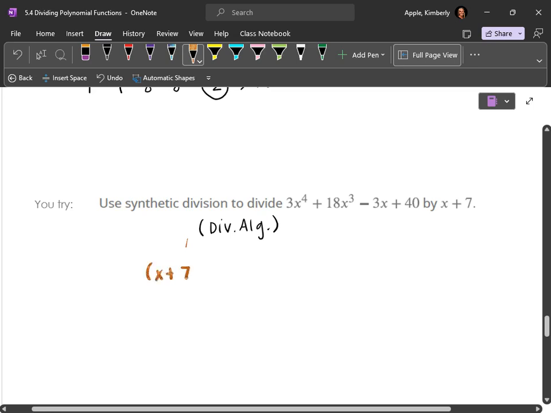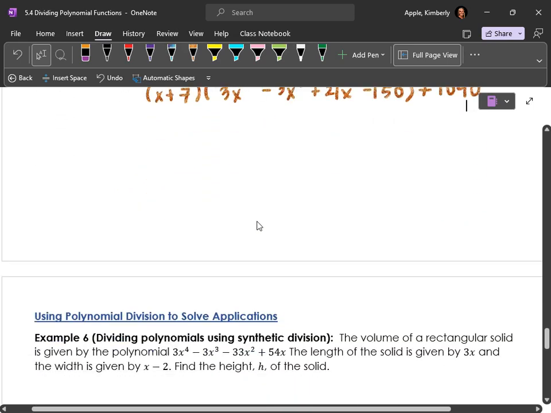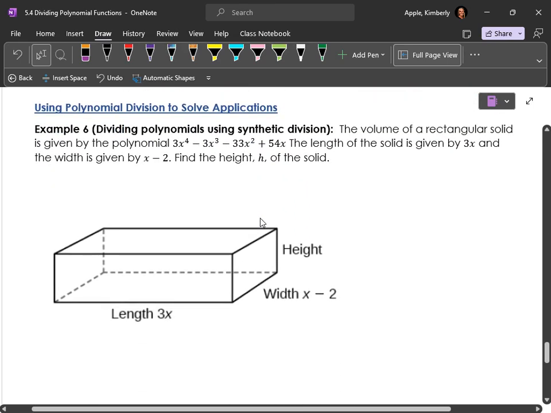All right, so you should have gotten, there's your divisor. Your quotient would be 3x cubed minus 3x squared plus 21x minus 150. And then you have a crazy remainder, which is 1,090. So if you got that, you didn't do anything wrong. Good job. And so then let's use some polynomial division to solve an application.